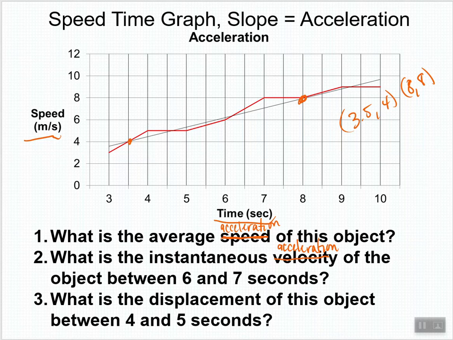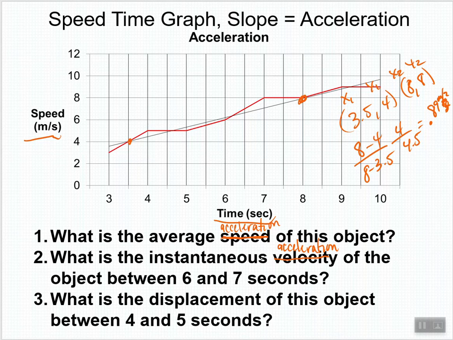Alright, so let's go back to this here again. This is my x1, y1, x2, y2. I'm simply going to find the slope the same way you would have in Algebra 1. 8 minus 4 over 8 minus 3.5. And we're going to get 4 over 4.5, which gives me approximately 0.89 meters per second squared. Again, because it's speed over time, that's my acceleration. I'm using the black one because it is my best fit line, which is going to give me the average.